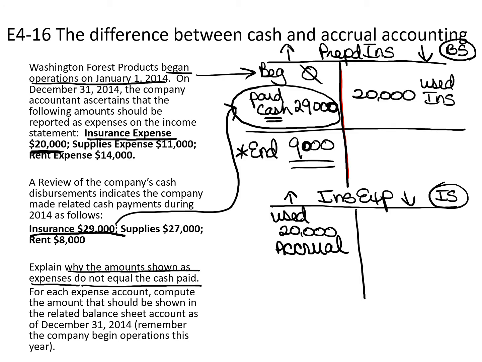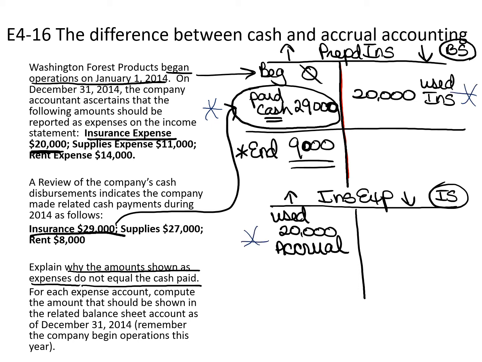Here we have prepaid insurance. It's a brand new company, so the beginning balance is 0, and it tells us that prepaid insurance ended the period with, we don't know. We have to figure it out. But we do know that insurance that was paid during the period is $29,000. And we also know that the insurance expense is $20,000.